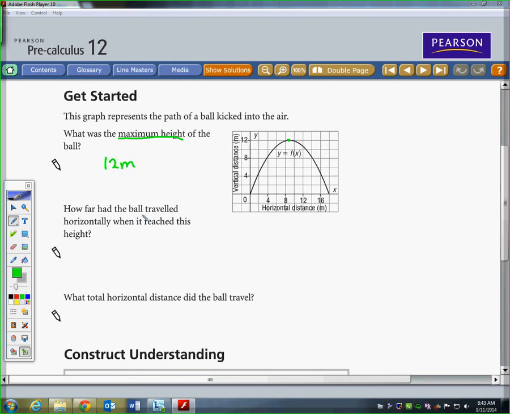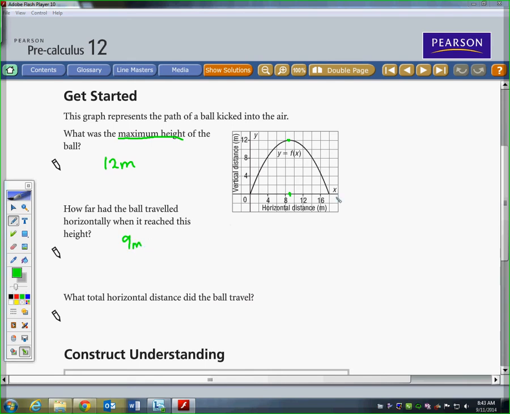How far had the ball traveled horizontally when it reached this height? So now we're looking at the horizontal distance here. If I drew a line straight down, it seems to me it'd be about halfway between these two ticks. The multiples of 4 are measured: 4, 8, 12. That would be a 10 here, so perhaps that'd be 9. So let's go with 9 meters.